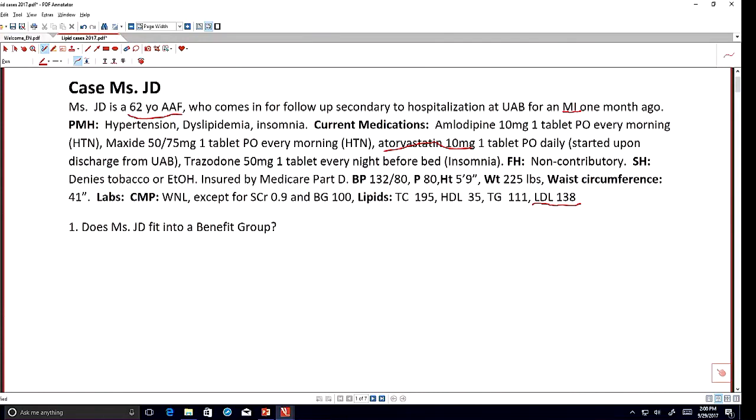So which statin did y'all pick? Atorvastatin 40? Anybody pick anything else? Crestor, what? All right. It would be at least Crestor 20, right? Okay. So you could have also chosen, completely up to you.